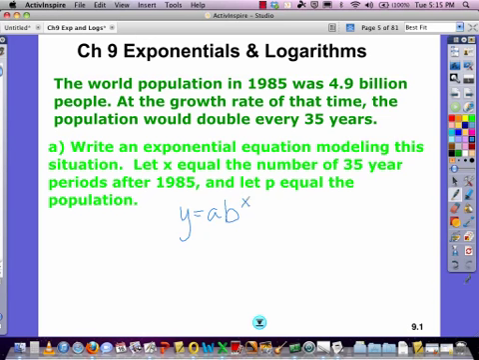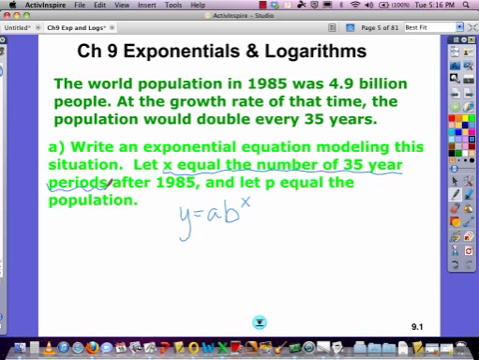Now, part A. Write an exponential equation modeling this situation. Let x equal the number of 35-year periods. That's key. So x is our exponent, but remember, it's a 35-year period. Oh, so if I put in a 1 for x, that's 35 years have passed. I put in a 2, that's 70 years have passed. That's what you need to think of.